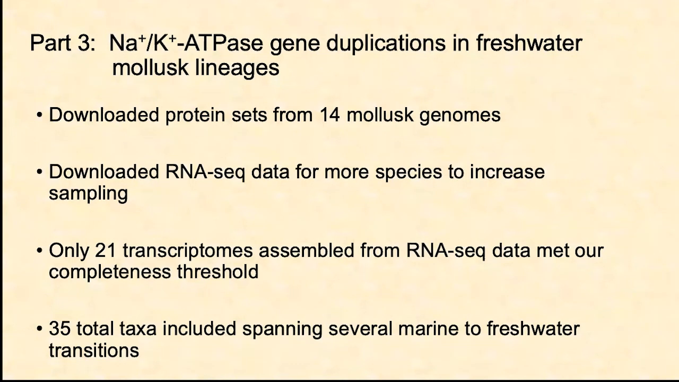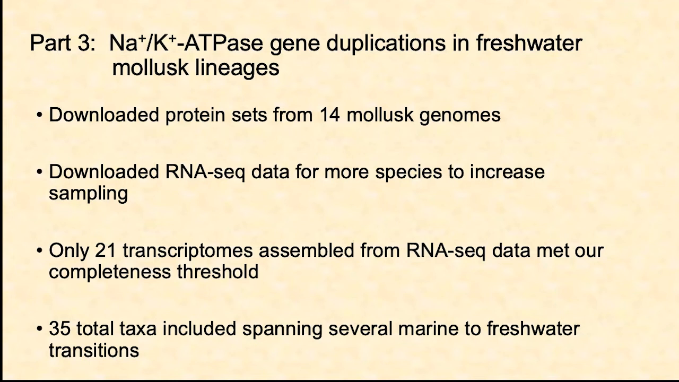Then I downloaded a bunch of RNA-seq data to assemble transcriptomes so I could get more species in the sampling. Out of all the transcriptomes I assembled, only 21 met our completeness threshold. So problematically, a lot of the people who produce transcriptomes are not doing it to do this type of work. They're interested in what genes are being up or down regulated in a particular tissue at a particular time. So they end up just sampling particular tissues, and you don't get kind of a good picture of all the genes in the organism. So a lot of these, when we looked at the expected number of core genes, we weren't getting anywhere close to completeness.